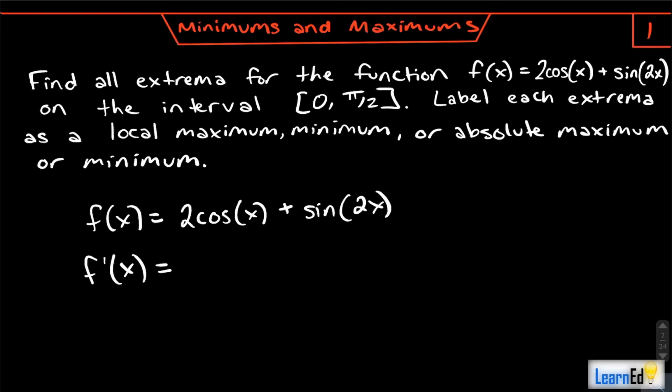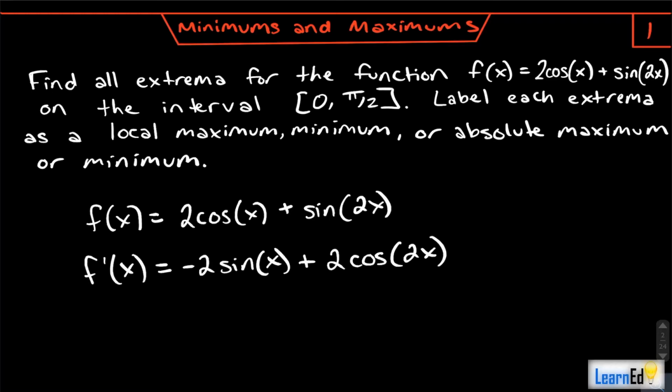Now, our first derivative here is going to be negative 2 sine of x, right? And then we have to do chain rule on the sine of 2x, in which we would get 2 cosine of 2x, right? And if you're wondering where the 2 comes from, it's from the derivative of 2x, right? That's the chain rule.